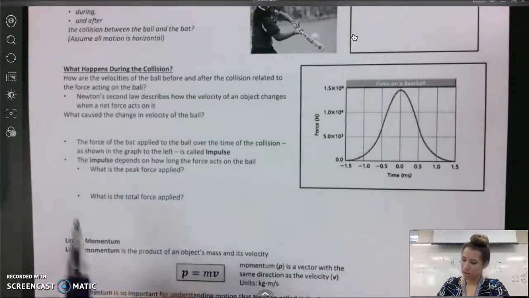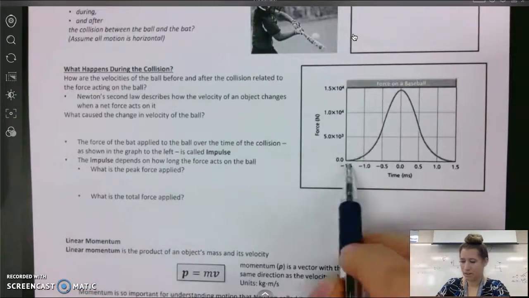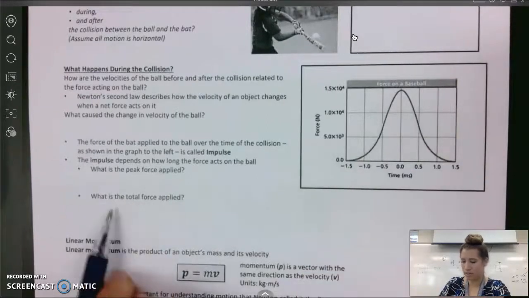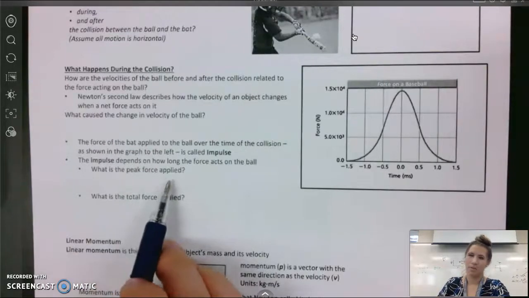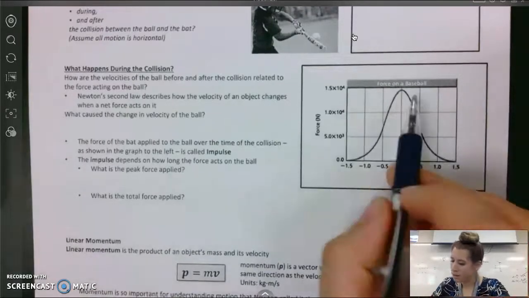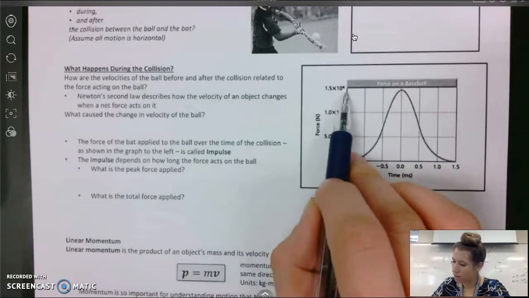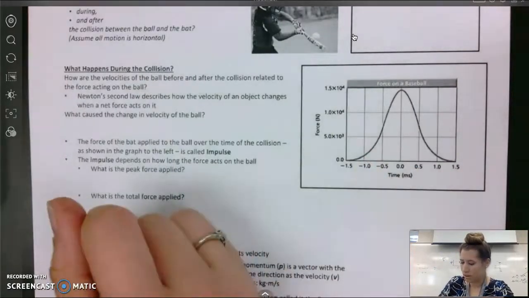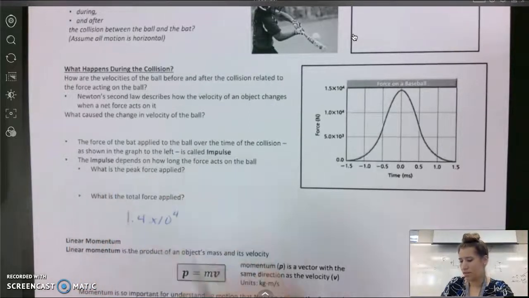Okay. We're going to skip this one because we'd have to apply some of our calculus skills, and that's not necessary. So let's go to this. What is the peak force applied? When is that ball at maximum compression, the most force being applied by the bat? Well, that looks like it's just below the 1.5. Maybe we could call it 1.4 times 10 to the fourth.